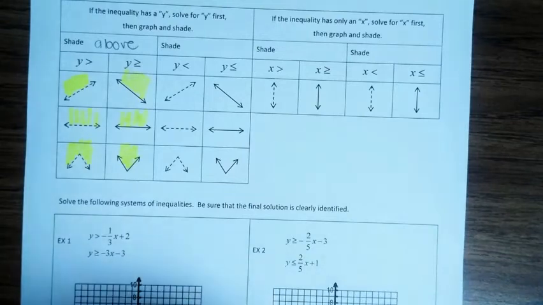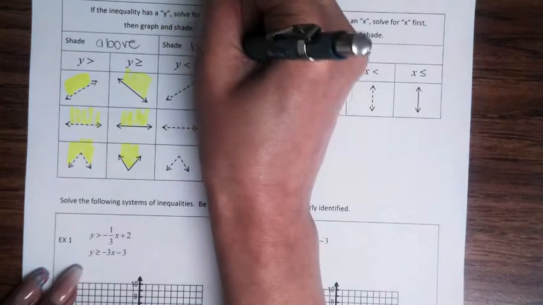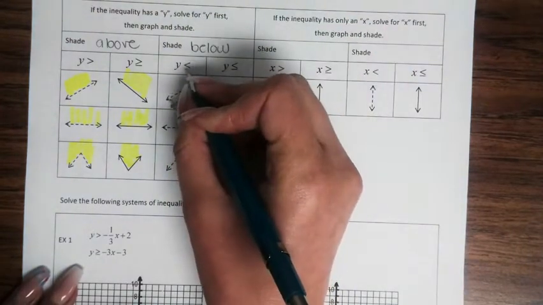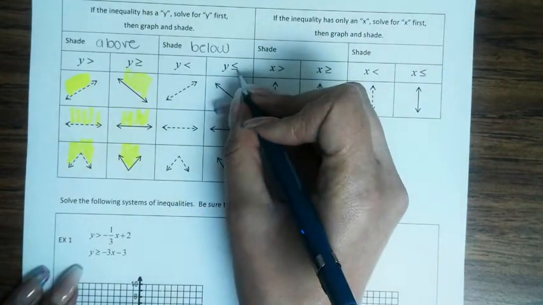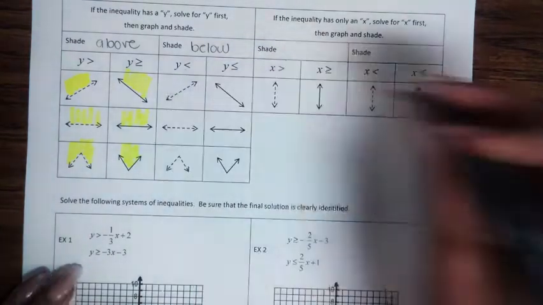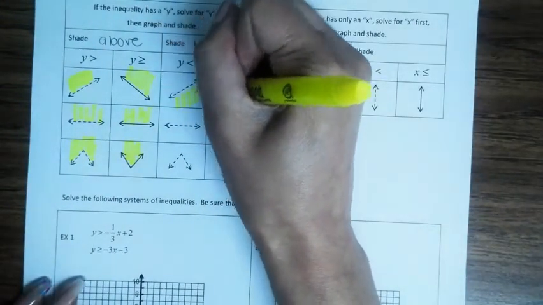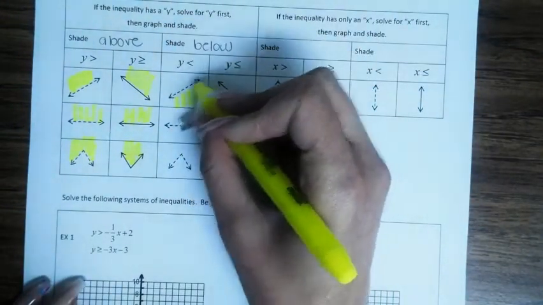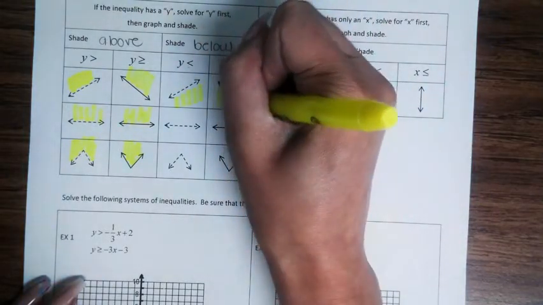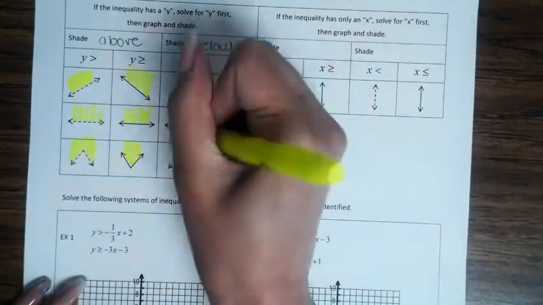Similarly, you need to shade the below area. If you have y less than or y less than or equal to, similarly the less than is going to be a dotted line, therefore what you are going to shade is the bottom, and you are not going to include the line. Similarly here you are going to shade the bottom and you are going to include the line.